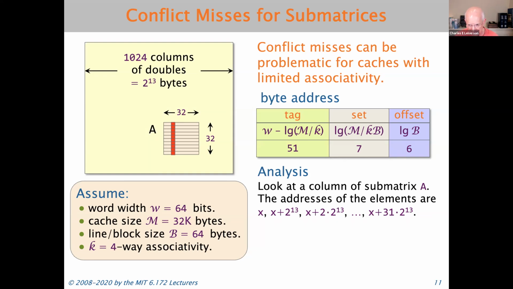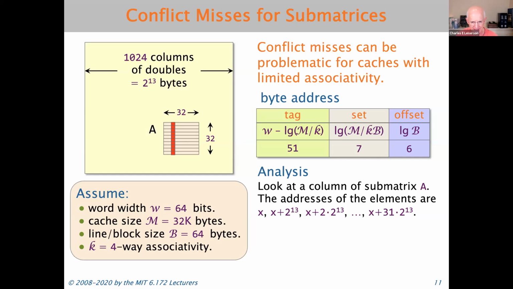Well, the address of the second element in the column is X plus the underlying row size, or X plus 2 to the 13th. And then for the next element, you add another 2 to the 13th. And then for every element, you are adding 2 to the 13th all the way through all 32 elements. Okay, that's where they each start in memory.